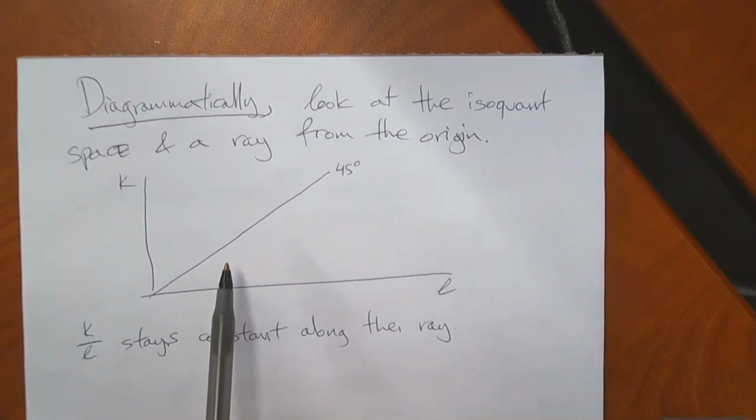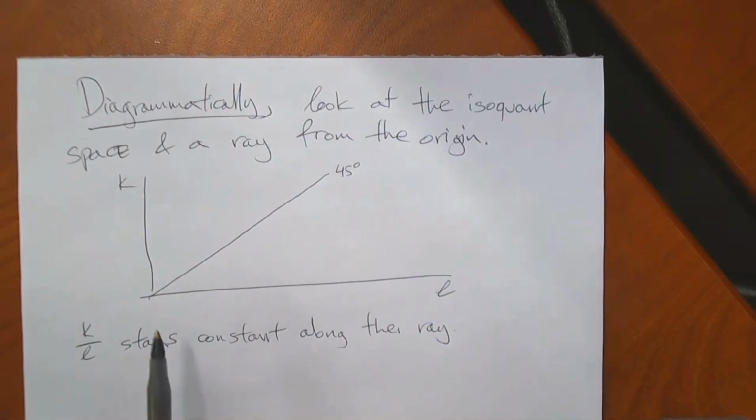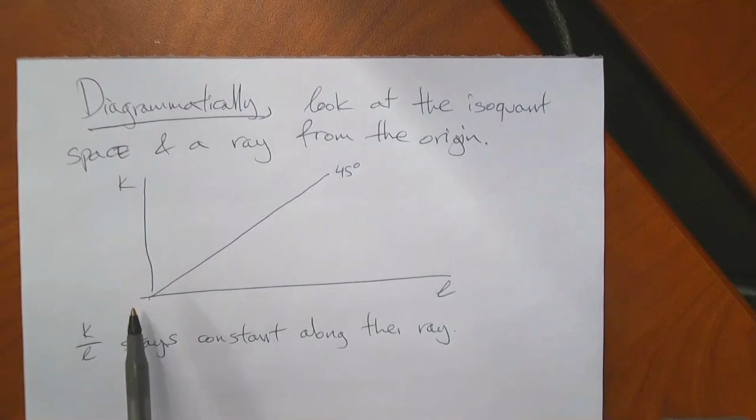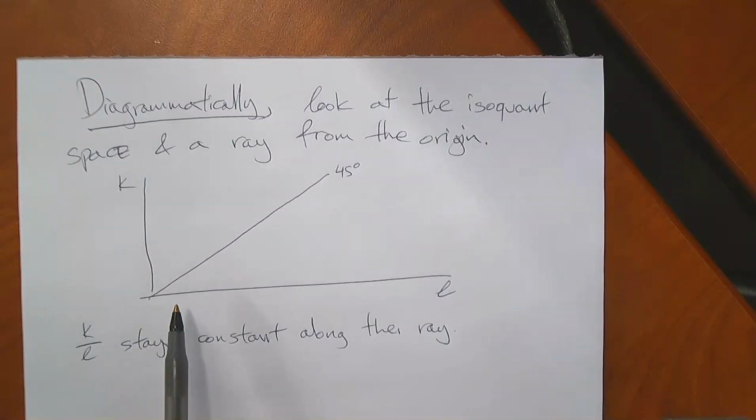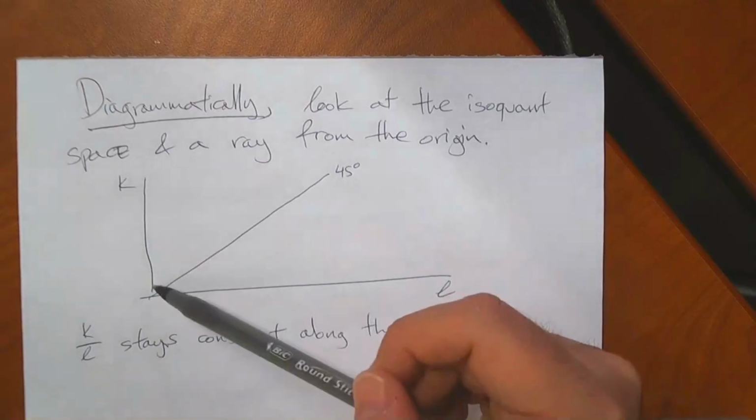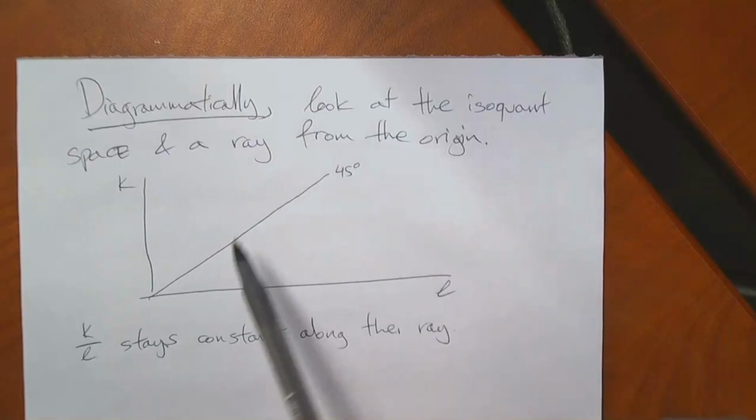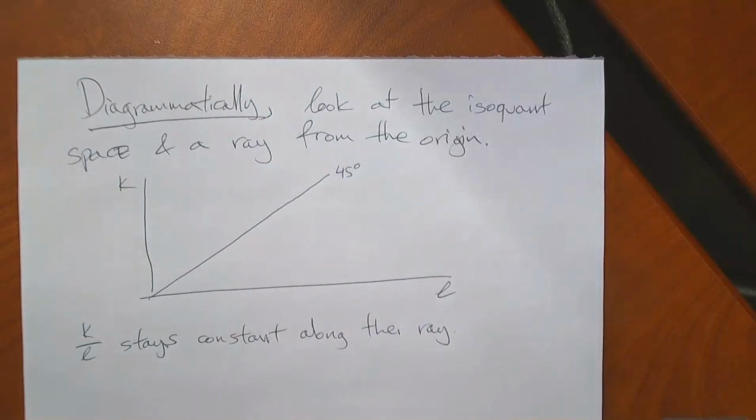So if this is the 45-degree line, right? So you have 1 unit of capital, 1 unit of labor, right? 2 units, assuming that the scale is the same in the axes. 2 units of capital, 2 units of labor. So the K over L is equal to 1. If you have a ray that is higher, that's 2 to 1 or 3 to 1. And if it's lower, the reverse, right?